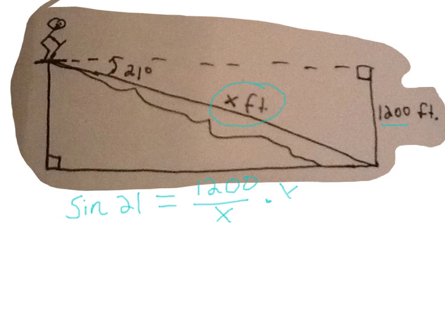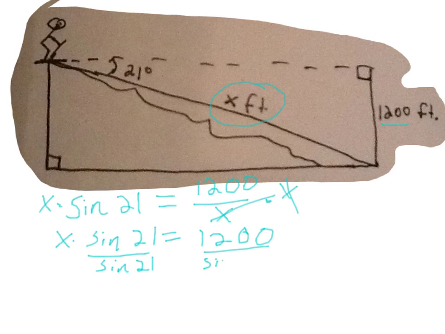Now I just have to solve this for x. Multiply both sides by x. I get x times the sine of 21 equals 1,200. And then I just divide by the sine of 21. You should get that that's about 3,349 feet, roughly, that you're actually skiing, which is x. So that is an example of how we could use sine in a real-life situation.